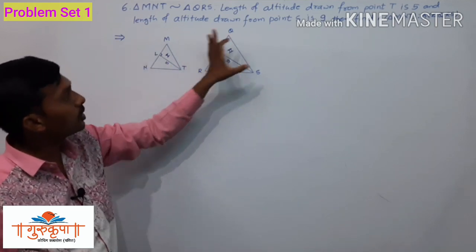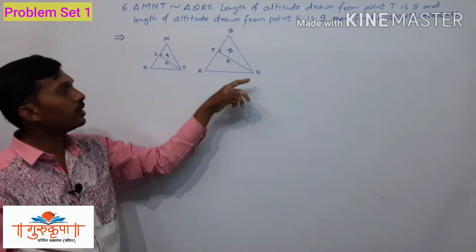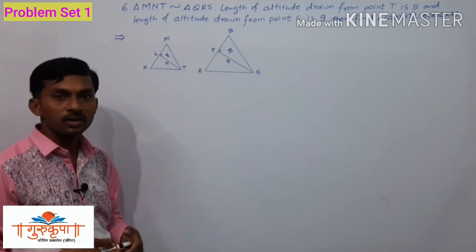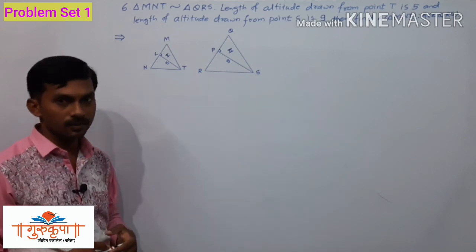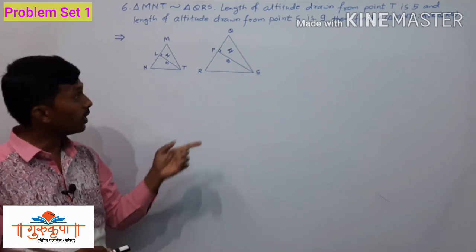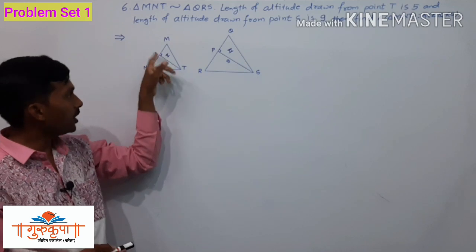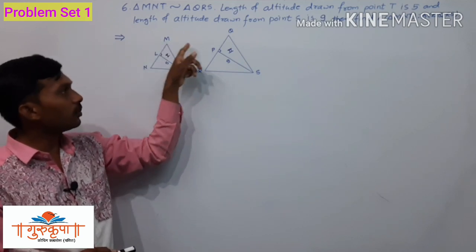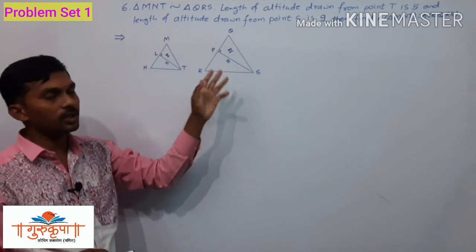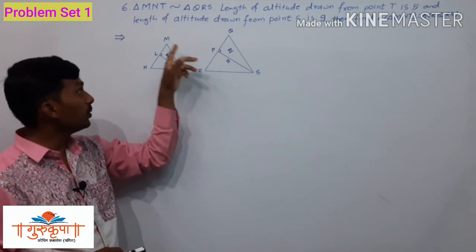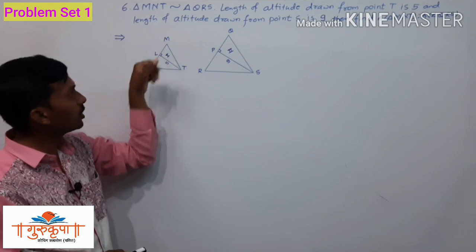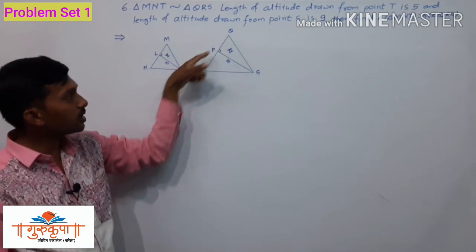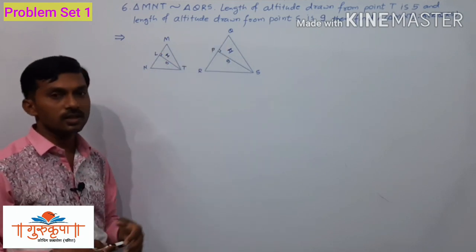If we prove that both the triangles are similar to each other, then we can write LT upon PS is equal to MT upon QS, and we know that LT upon PS is 5 upon 9. So definitely MT upon QS is also 5 upon 9. But we have to prove that, and we have to write LT upon PS is equal to MT upon QS, and then only we get the MT upon QS.